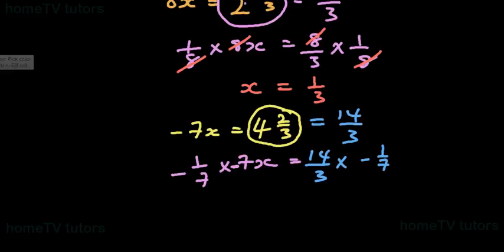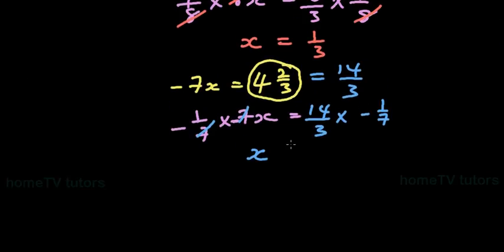So now 7 cancels 7. Minus times minus is plus. So on the left hand side we are left with x. Then on the right hand side, let's see what happens. 7 goes in 7 once, 7 in 14 is 2. So we have 2 over 3 times minus 1, which will give us what? Minus 2 over 3.